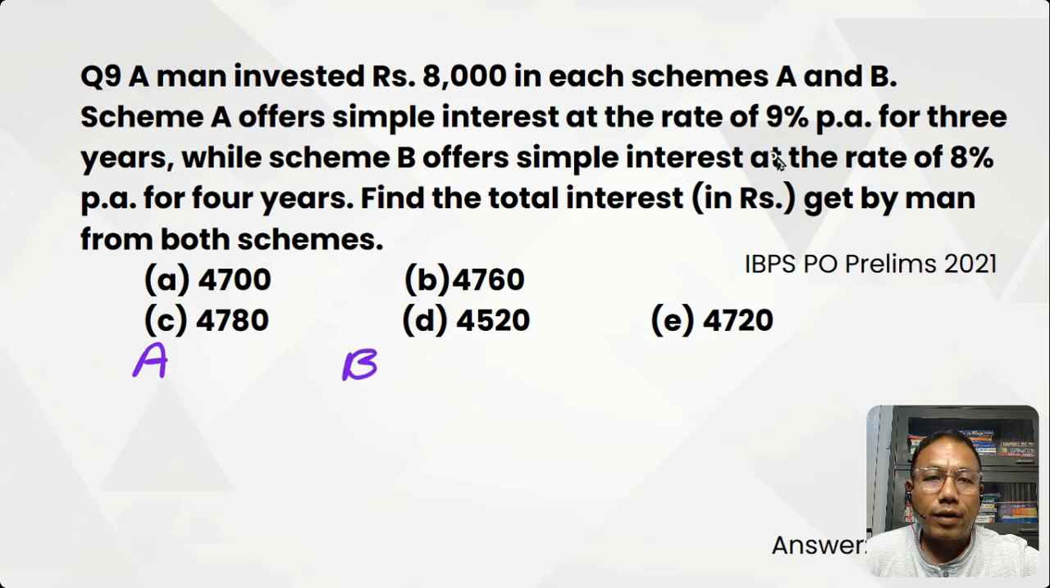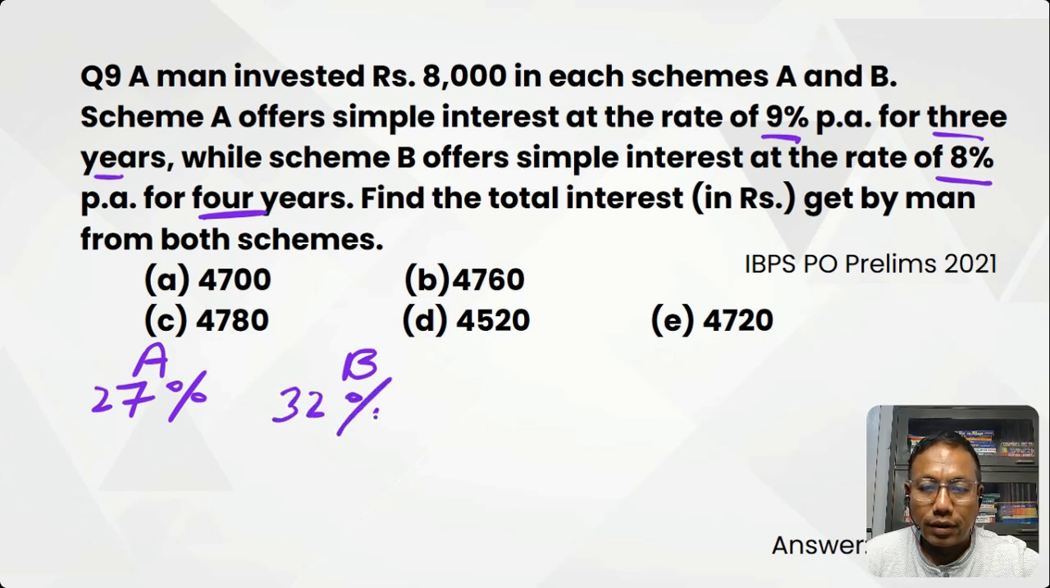Scheme A is 9% for 3 years. 9 threes are 27%. While Scheme B offers simple interest at the rate of 8% per annum for 4 years. 8 fours are 32%. Here the principal is the same. Add this, what do we have?